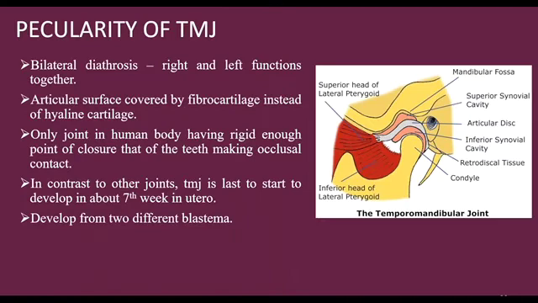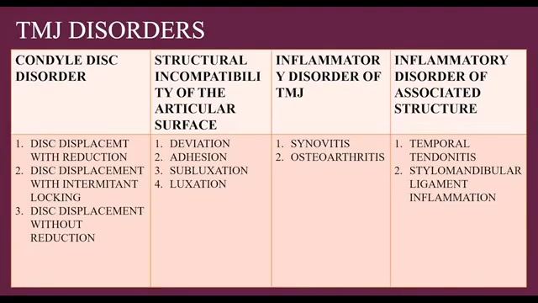The reason for using collagen fibers instead of hyaline cartilage in the TMJ is that the stiffer cartilage that works well in other joints would not be able to change shape as it conforms to the contours of the convex eminence in sliding movements. These are the TMJ disorders.